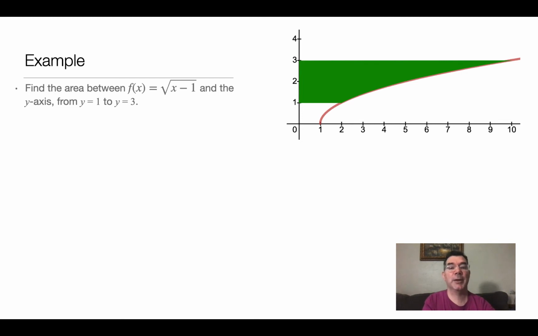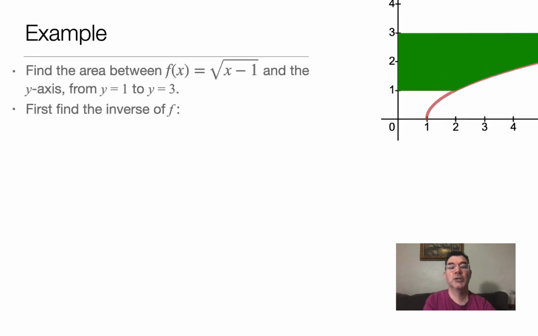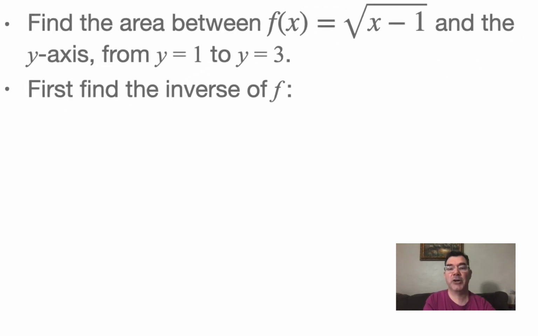So here's an example. I have a function, f of x equals the square root of x minus 1, and I am finding the area between that curve and the y-axis from y equals 1 to y equals 3. So it's kind of nice they gave me the y values there. Sometimes they give me the x values, but you would use the function to figure out what those y values were. So I need to find the inverse of f first, so that I can take the antiderivative of it. It needs to be in terms of y because my endpoints are y values.